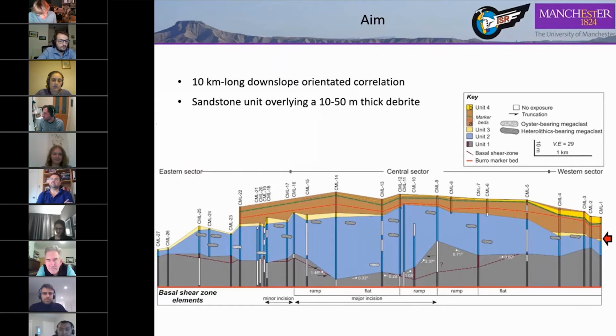This figure shows a 10 kilometers long downslope-oriented correlation, with valley flows coming from the right to the left part of your screens. The studied sandstones are only developed in areas where the debris is thinnest. This distribution suggests that they were highly affected by topography created by this debris. These particular sandstones are named foundered sandstones because of the sedimentary loading processes developed during their deposition.